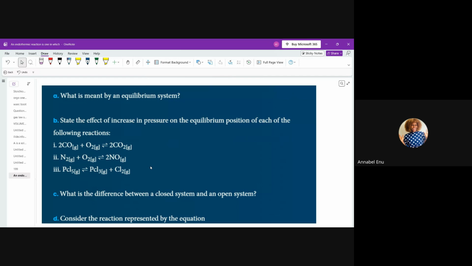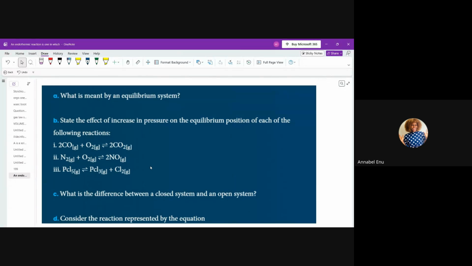Okay, so that is to say the concentration of the reactant and that of the product. You said? I said to come again. Should I repeat? Okay. I said equilibrium system. Yes, ma'am. I said an equilibrium system must be in a closed system.